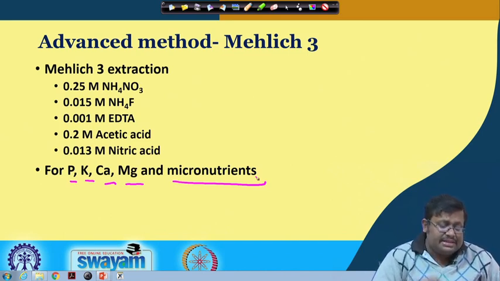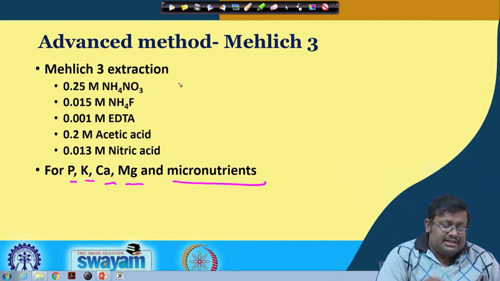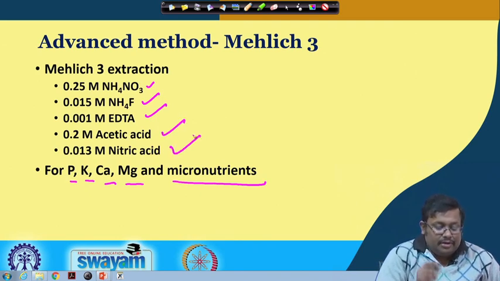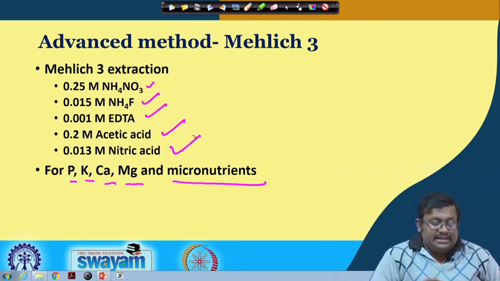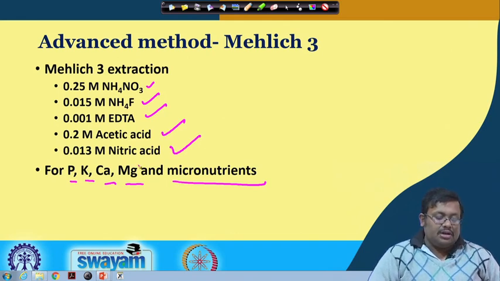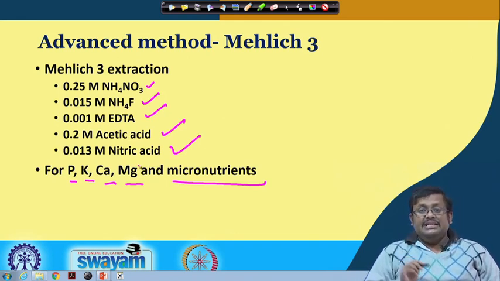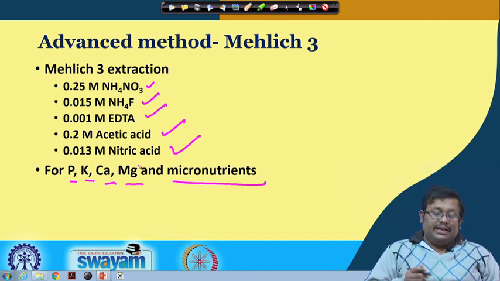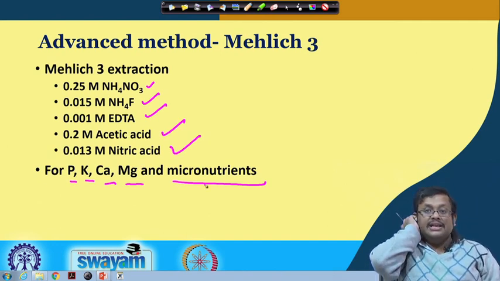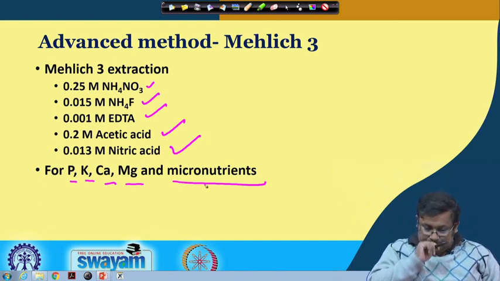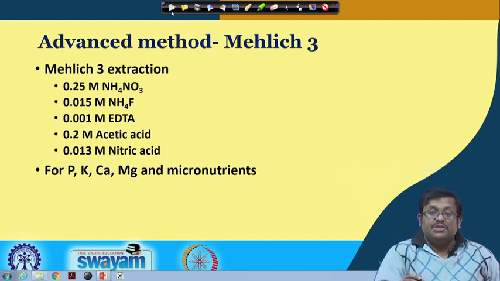Mehlich 3 extracting reagent is basically composed of 0.25 molar ammonium nitrate, 0.015 molar ammonium fluoride, 0.001 molar EDTA, 0.2 molar acetic acid, and 0.013 molar nitric acid. Each individual component has a specific role in extracting these micronutrients and macronutrients. So, this is an advanced method.